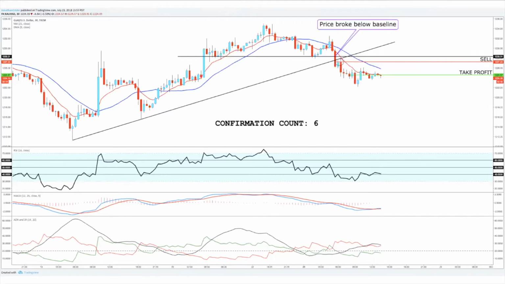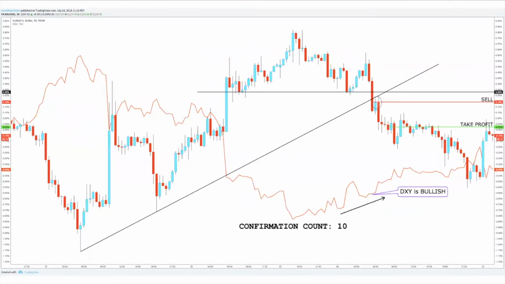We can see right here, price broke below the baseline, which means price broke below a general area it was staying above, showing that price is going to a lower range. Now, if we go down to the oscillators down here, we have the MACD. We can see that MACD is bearish because we see the red line above the blue line, indicating that selling pressure is above buying pressure. We had an ADX crossover. We can see the negative DI line cross above the positive DI line, telling us that selling pressure is outweighing buying pressure. And then the 10th confirmation, my favorite thing, multi-index analysis.